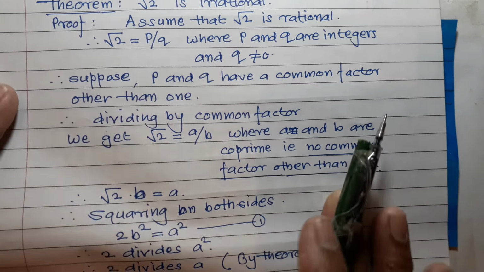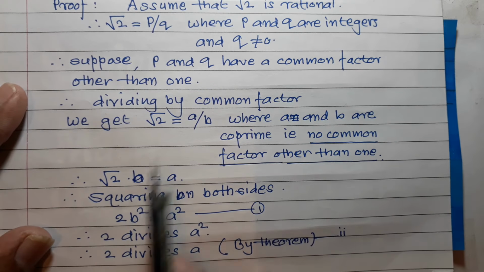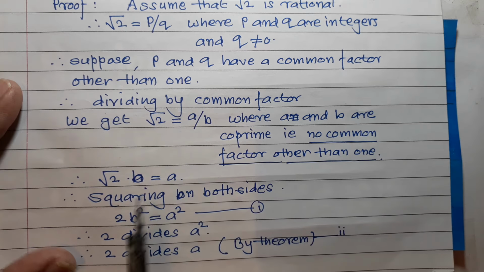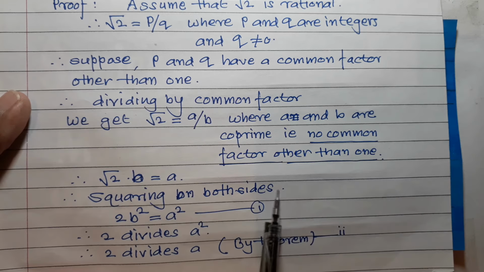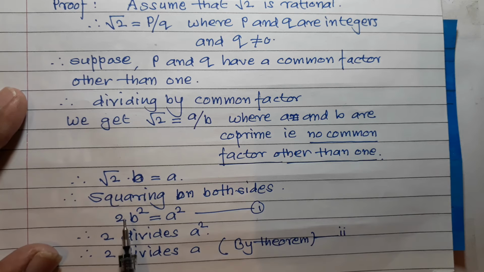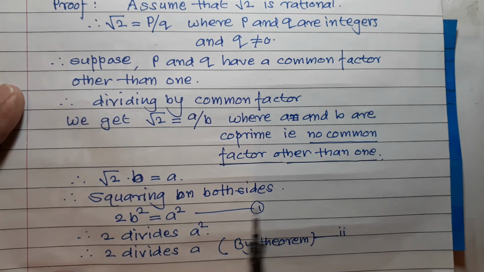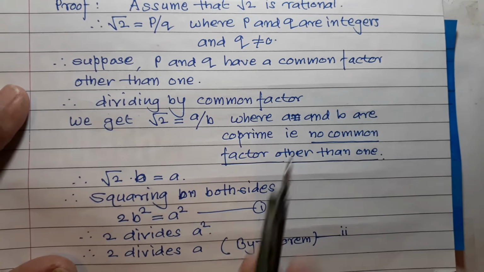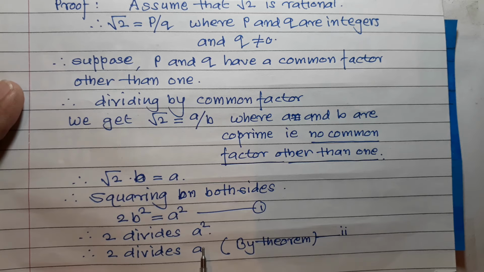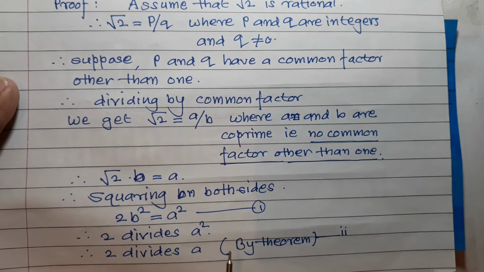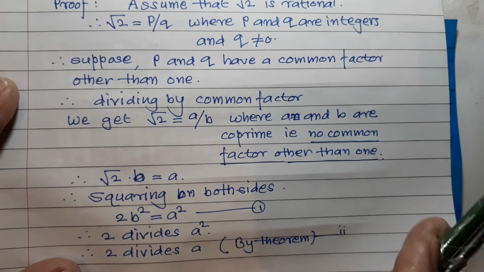Now root 2 is equal to a upon b, and therefore root 2 into b is equal to a. Squaring on both sides, the square of root 2 is 2, so 2 b square is equal to a square. Equation number 1. This means 2 divides a square, and therefore 2 divides a by the previous theorem. Statement number 2.